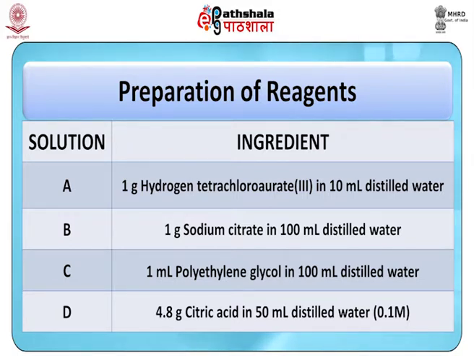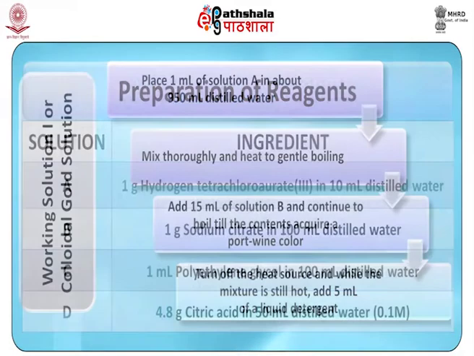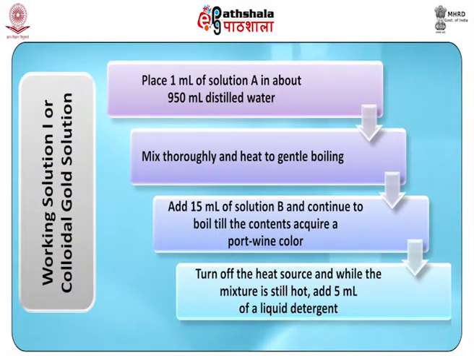Solution C has 1 ml polyethylene glycol in 100 ml of distilled water, then solution D has 4.8 gram of citric acid in 50 ml of distilled water. Now, working solution 1 or the colloidal gold solution is prepared by placing 1 ml of solution A in about 950 ml of distilled water.